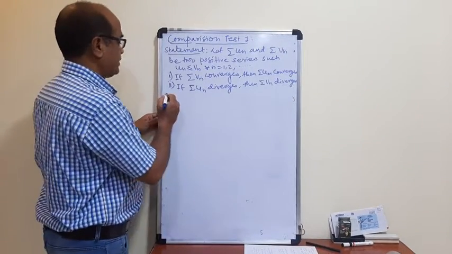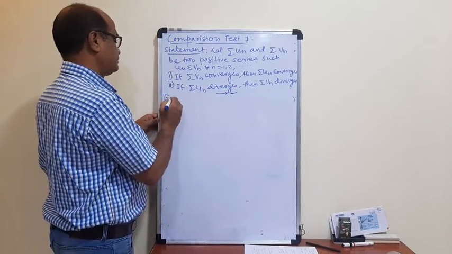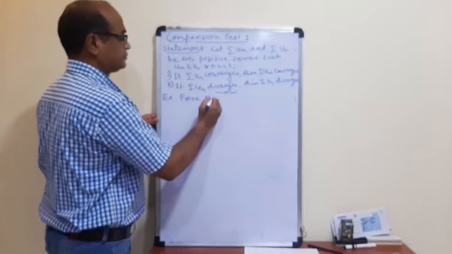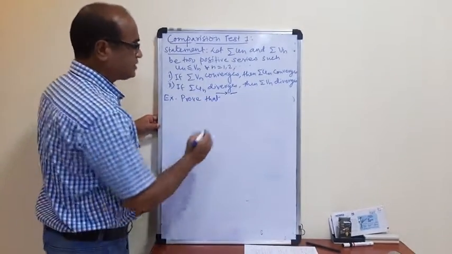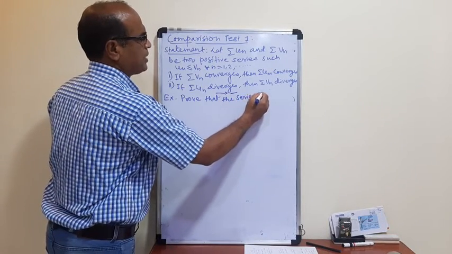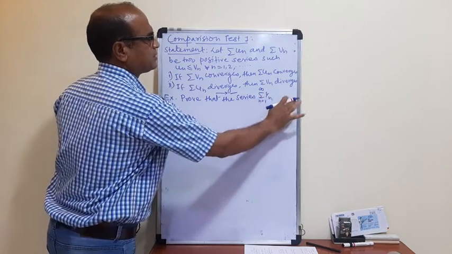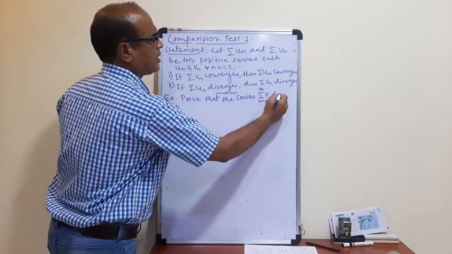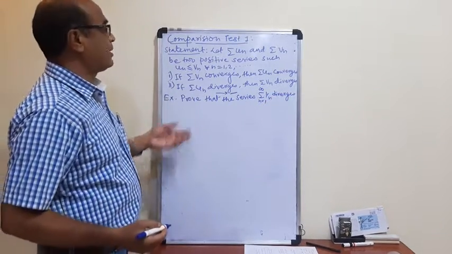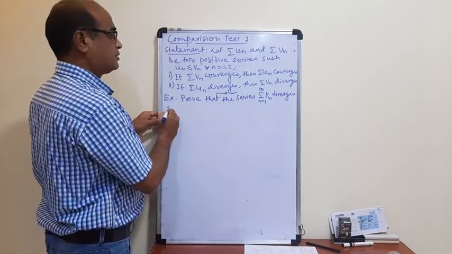So we take an example. What is the example? Prove that the series summation n equal to 1 to infinity 1 upon n diverges. Very important example. So we solve this example by using comparison test 1 here. So solution.